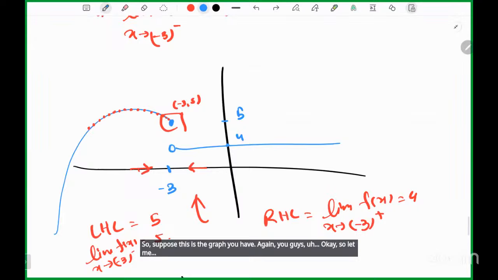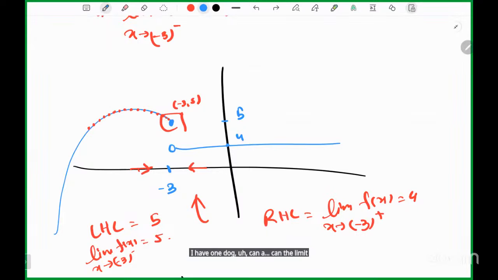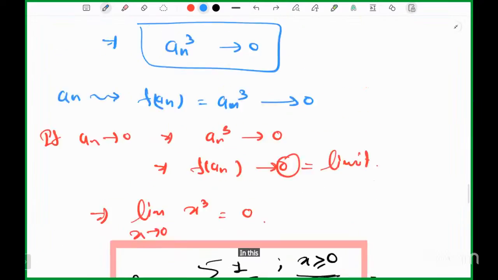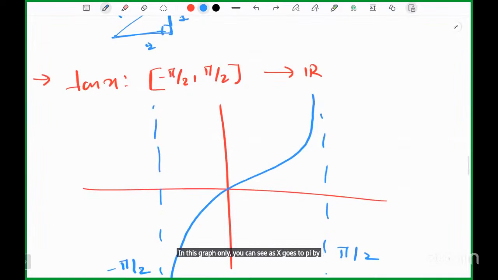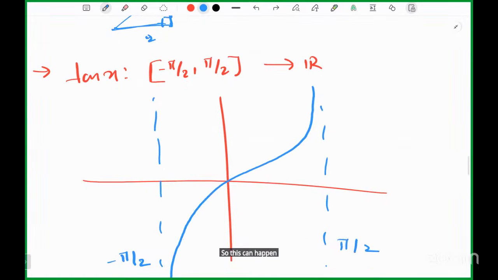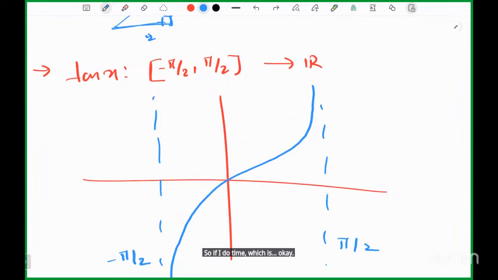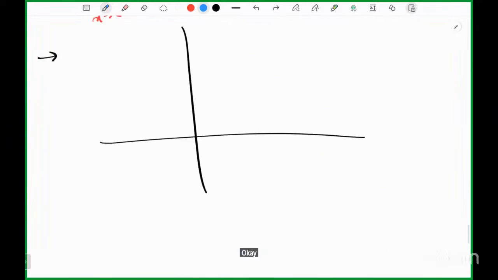I have one doubt. Can the limit of a function as x tends to some value be infinity, like in the case of an asymptote? It actually can be, because you have the concept of an asymptote. For example, tan x. In this graph, you can see that as x goes to pi by 2, tan x actually goes to infinity. So this can happen, this is allowed. You call this a limit.